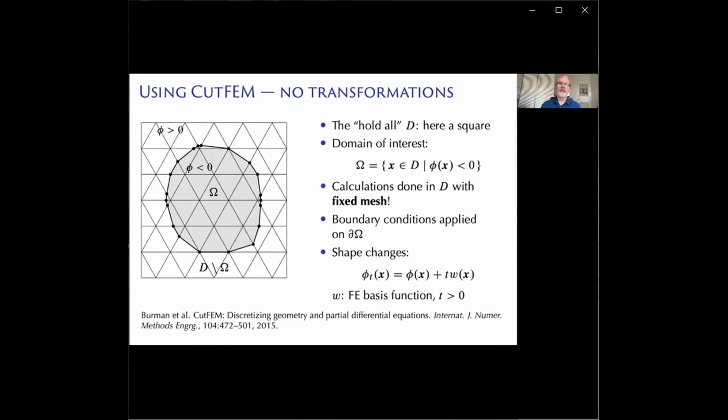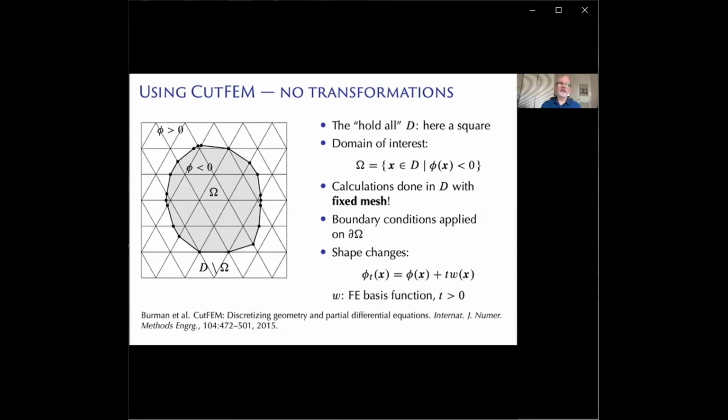Recently, we have had very good experiences from using the cut finite element technique for shape optimization. Here, the computational mesh is not deformed. It is fixed within a so-called hold-all domain D, and the boundary of the actual domain of interest is allowed to cut arbitrarily through D.